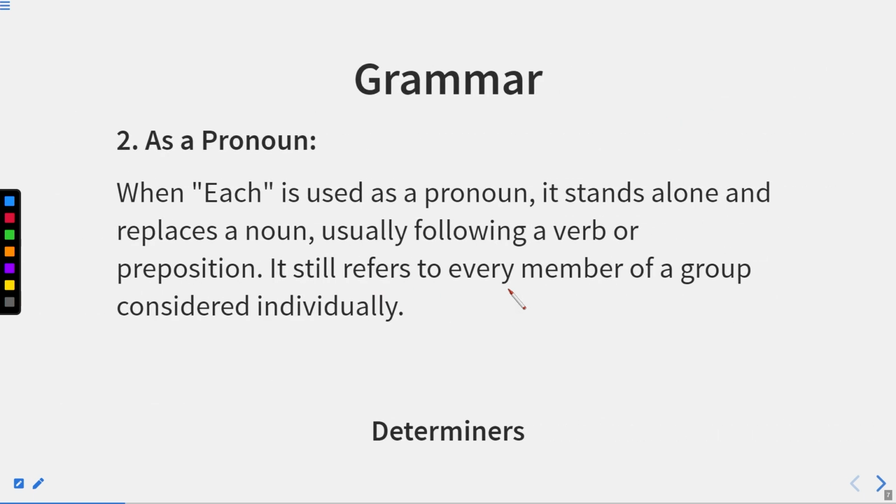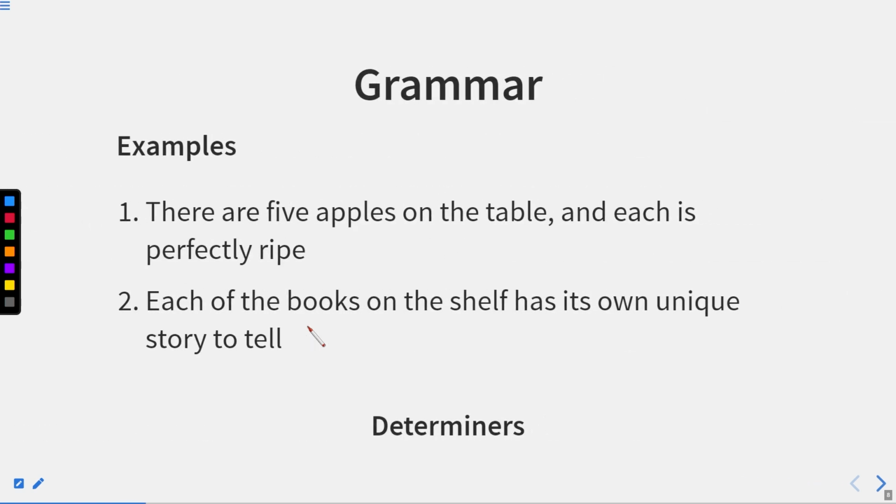As a pronoun, of course, it will replace a noun. When each is used as a pronoun, it stands alone and replaces a noun, usually following a verb or preposition. It still refers to every member of a group considered individually. Now, again, the meaning will remain the same, but the usage or the structure of the sentence will vary. Let us see these examples.